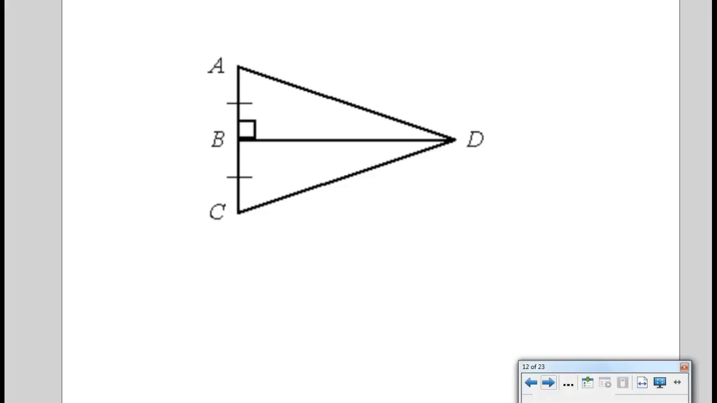Good. Try again. Good. Just because it's a right triangle doesn't mean it's always HL.